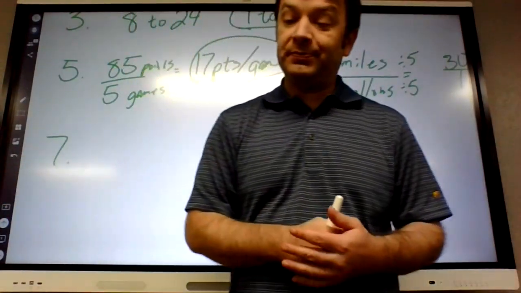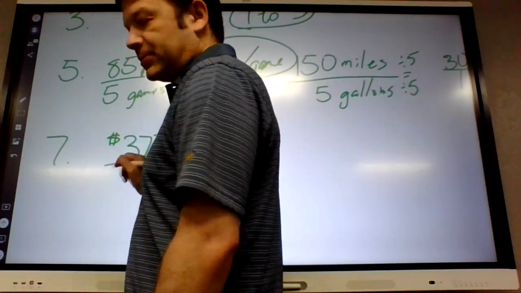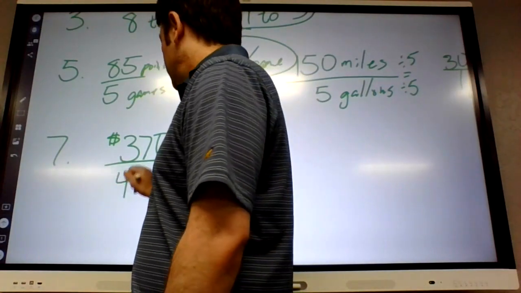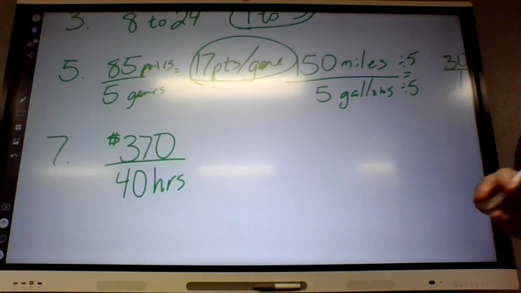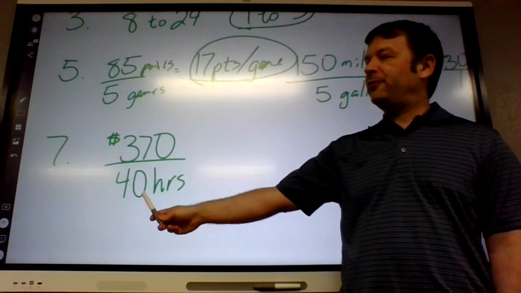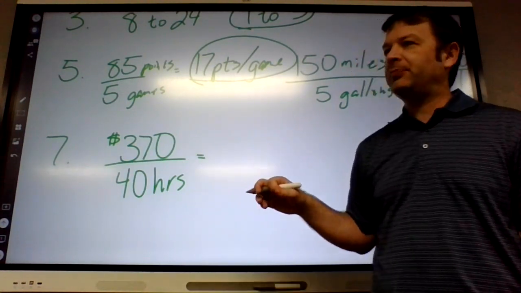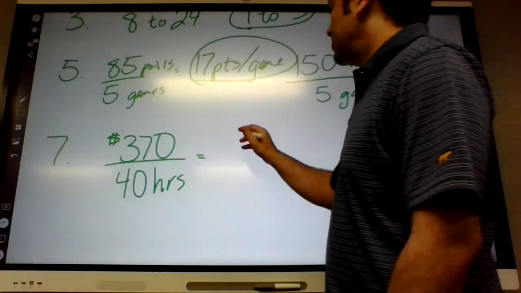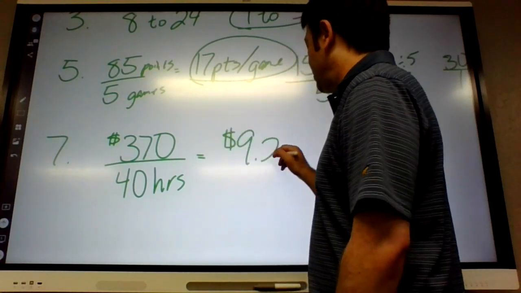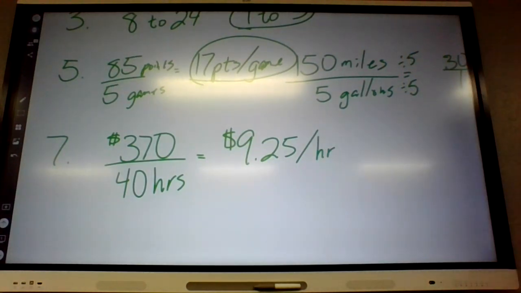Number 7, $370 for, what was it, 40 hours of work? So what would this unit rate tell us? It tells us how many dollars you are getting paid for 1 hour. This would be your hourly wage. So divide by 40, somebody plug that in. 9.25. Okay, so you're getting $9.25 per hour. You could say per 1 hour.